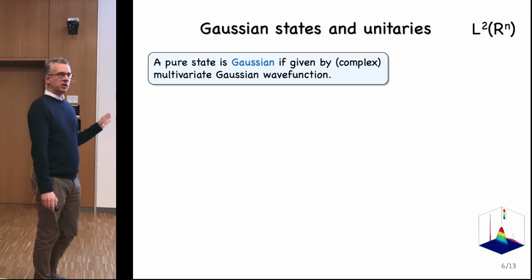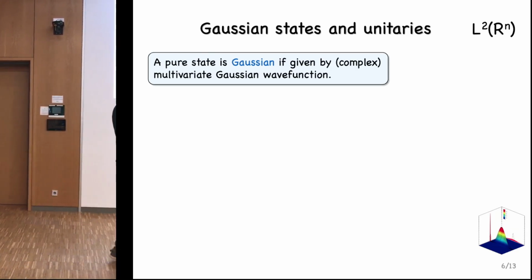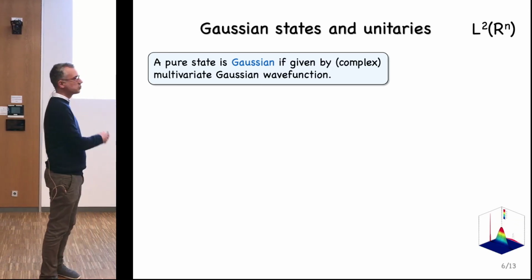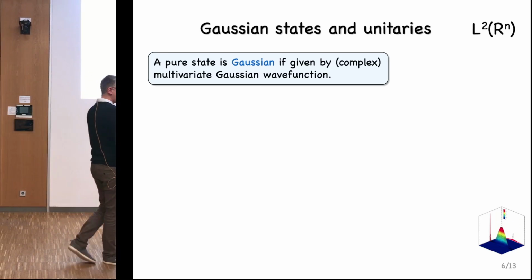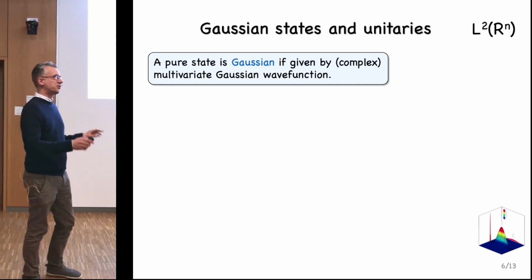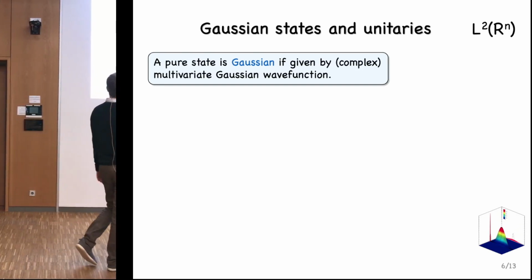So I only define now for pure states what is a Gaussian state. For pure states, a Gaussian state is simply a wave function, let's say on R^n, so Hilbert space L2 of R^n, that is a Gaussian, a multivariate Gaussian. It can have a complex exponent and phases and stuff, but okay, let's take this as a definition.